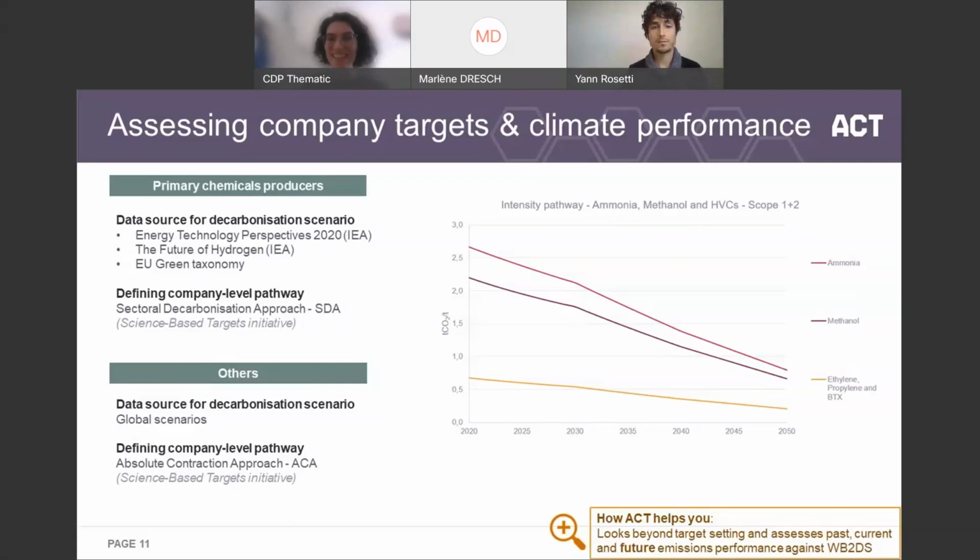Yeah, thanks. I just wanted to add one thing very quickly, which is that the Sectoral Decarbonization Approach from the Science Based Targets Initiative is just the approach, the way that we, as Jan explained, go from the global scenario to the company level pathway. So it's just that approach that we're using. The scenarios themselves are not the ones selected by the SBT, but the ones that Jan just presented. So I just wanted to make that clear. Thanks.